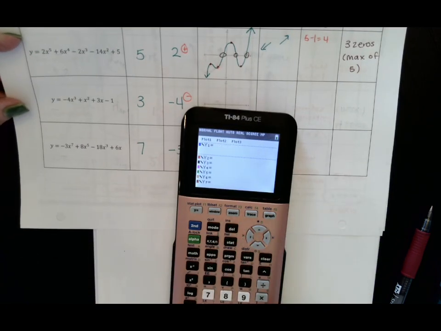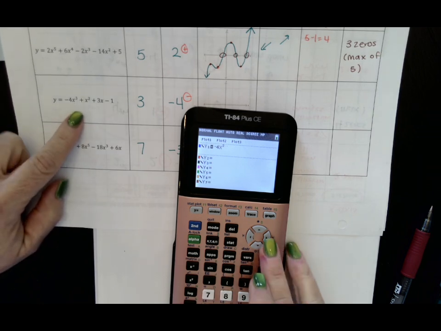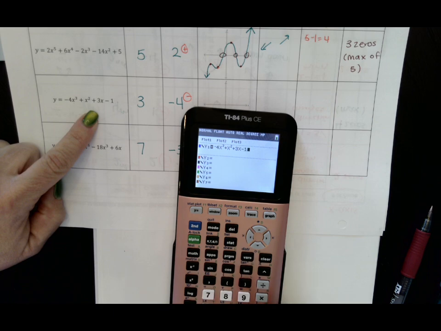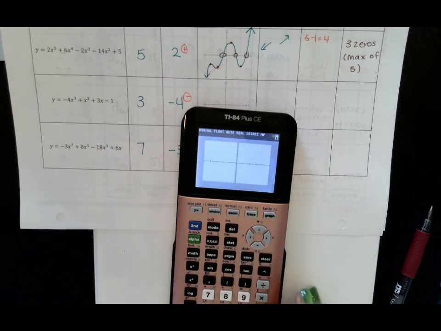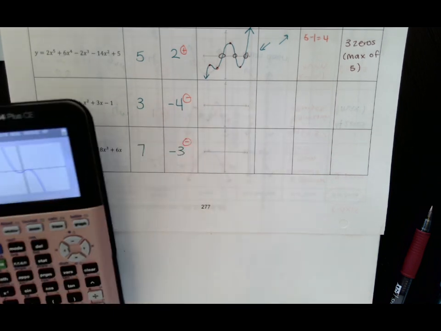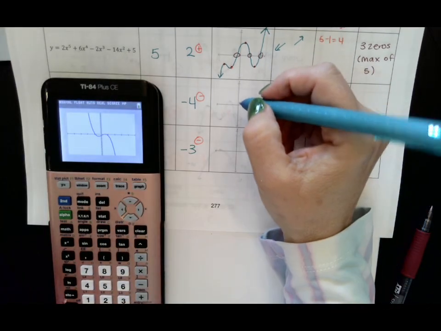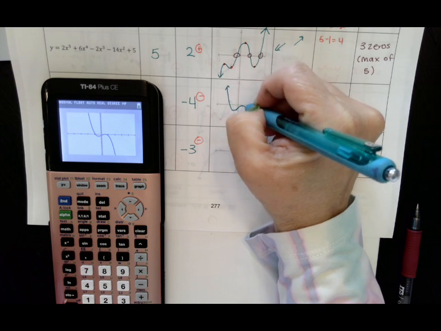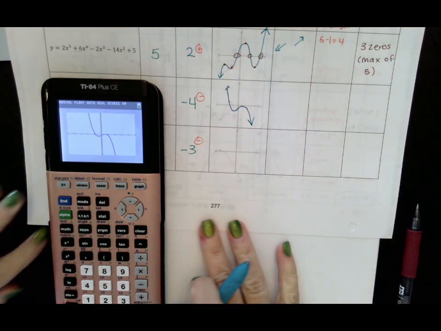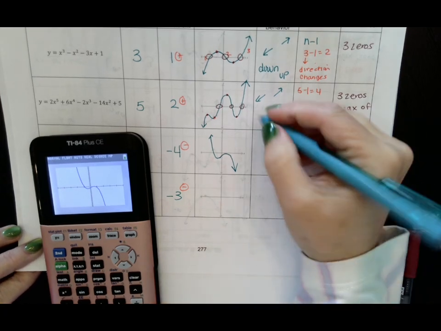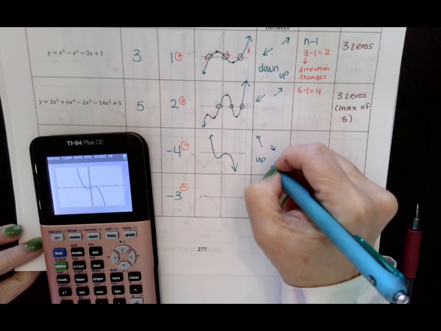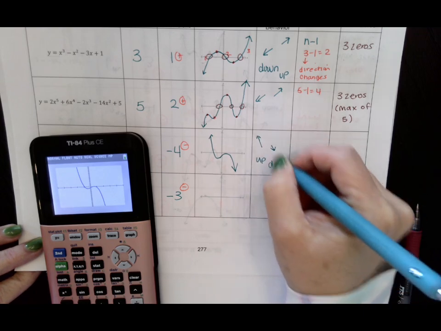All right, we've got 2 more here. Let's get those knocked out. So I have negative 4x cubed plus x squared plus 3x minus 1. All right, so what does this look like? Looks like this. All right, so now if I look at my end behavior, it looks like this. So we would say this is up, down. We started up, we ended down.